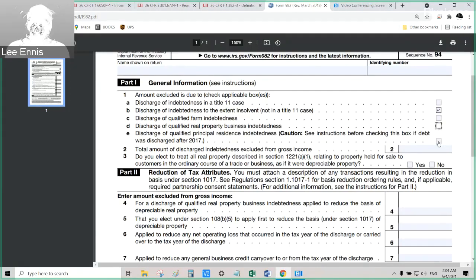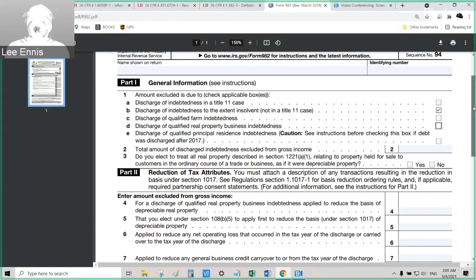I have seen in the past that persons receive 1099-As for timeshares. Timeshares, of course, are not a principal residence. And so in that case, you may have to use the real property option here on the 982. But again, in most cases, it's going to be box B.